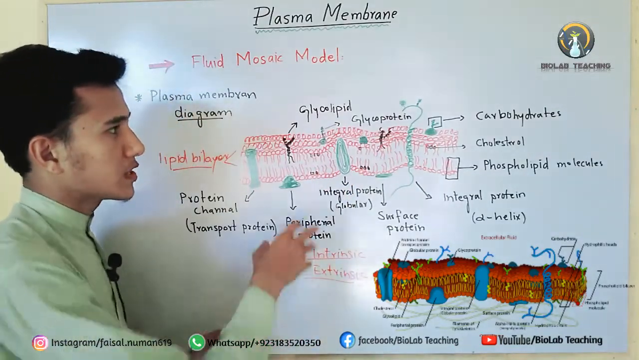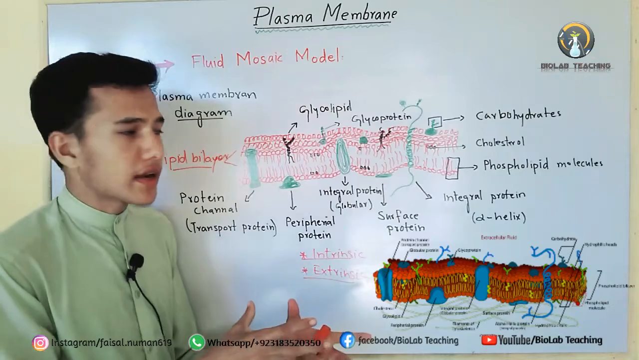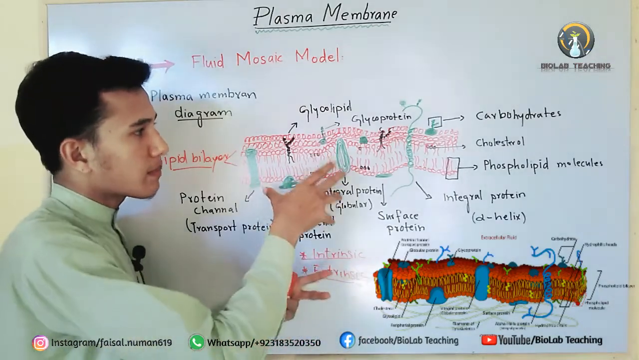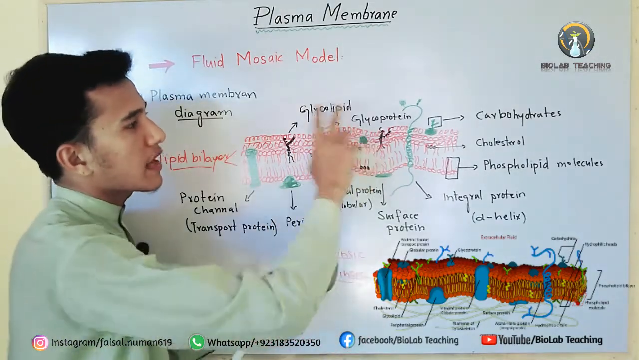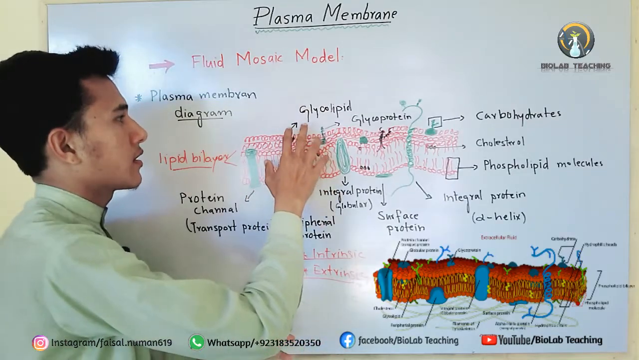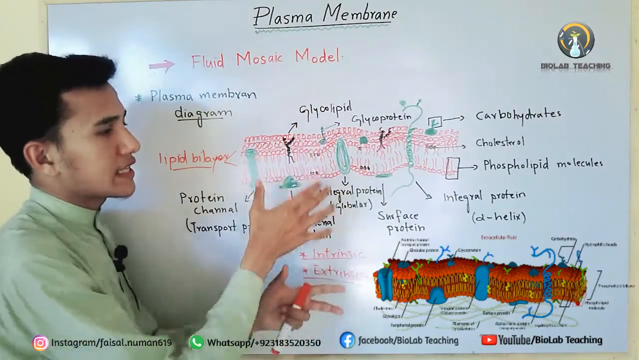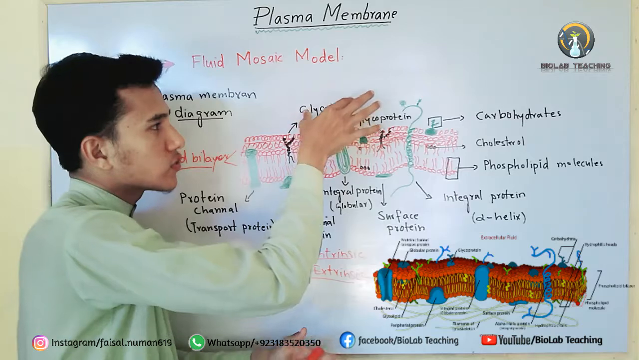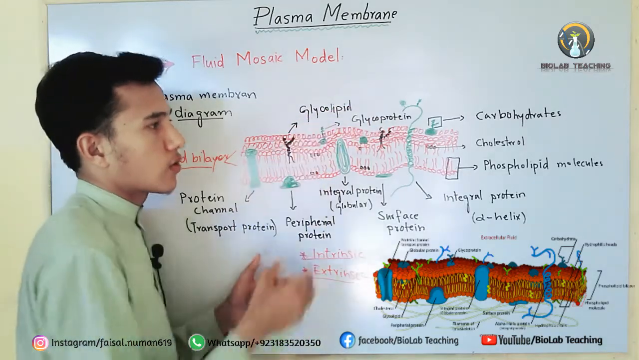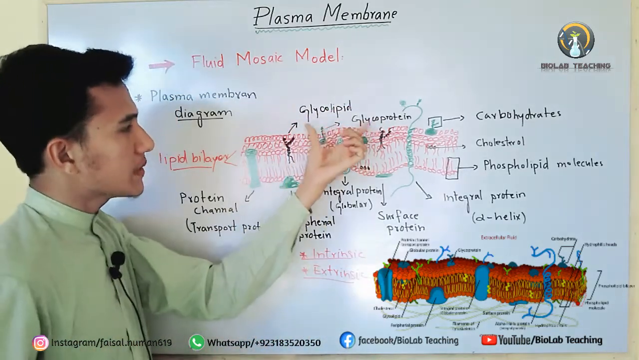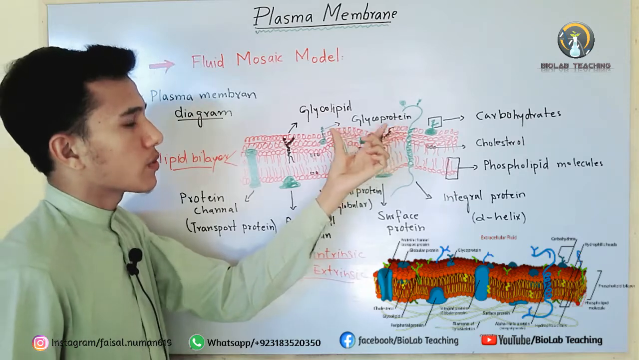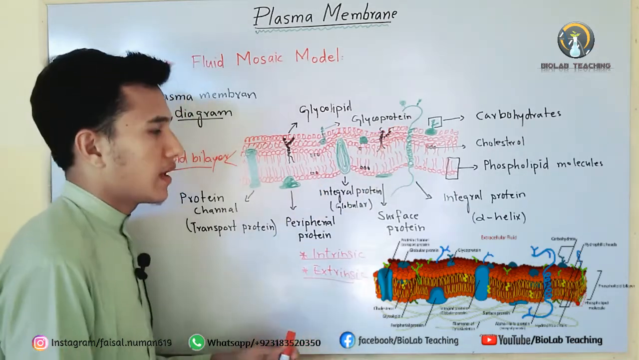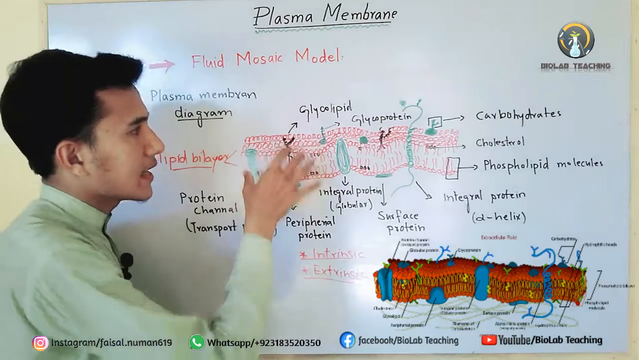The protein which combines with glucose forms a glycoprotein, and the carbohydrate present in the plasma membrane which combines with lipid forms a glycolipid. This glycolipid and glycoprotein act as a permease.